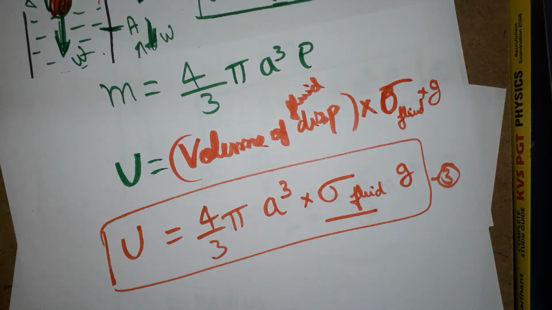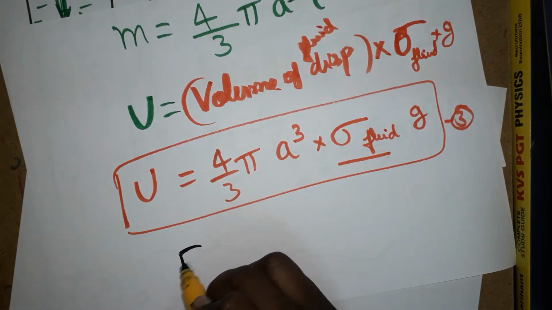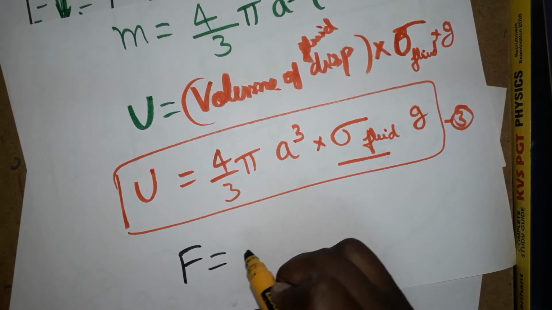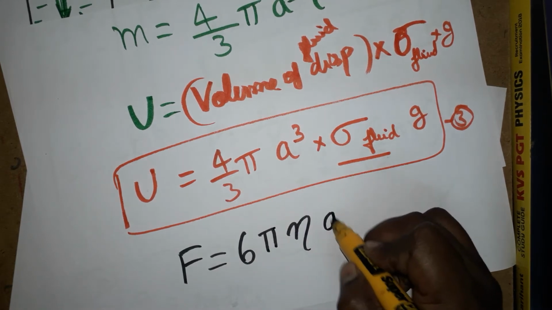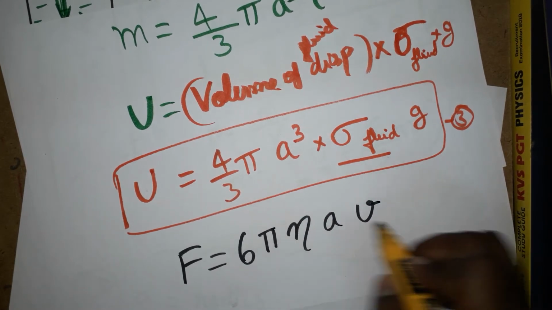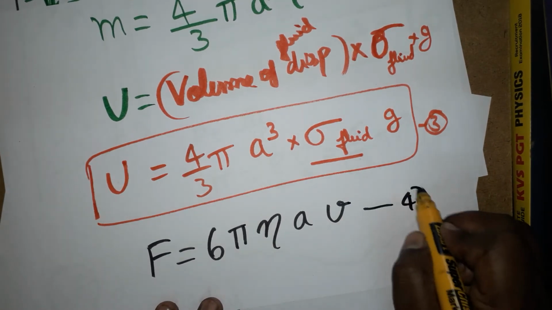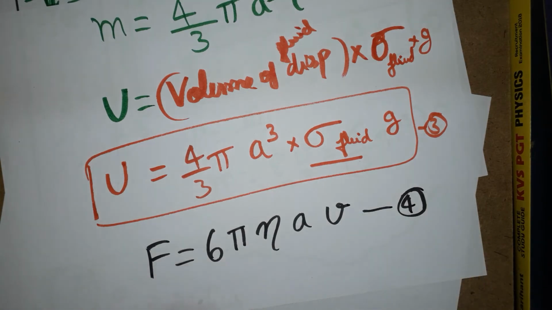Already we know Stokes formula. If you don't know it, you need to memorize this equation till class 12. It's not required elsewhere, only here is this formula we are going to use. The Stokes formula is 6 pi times the coefficient of viscosity into radius into velocity. This is the frictional force. It's going to be equation 4. It is the Stokes formula which you need to memorize.